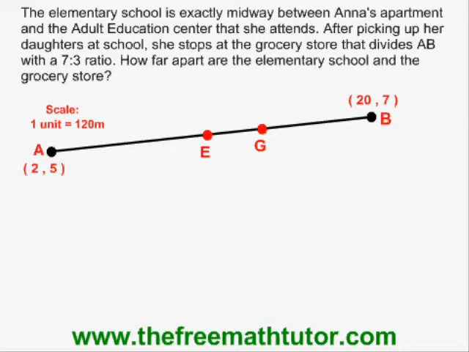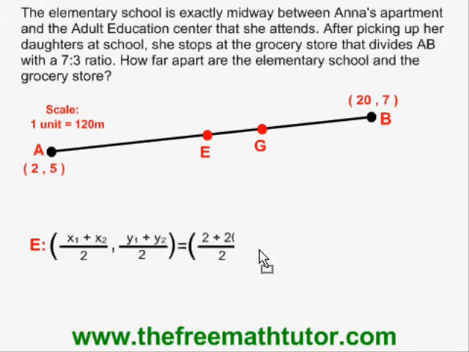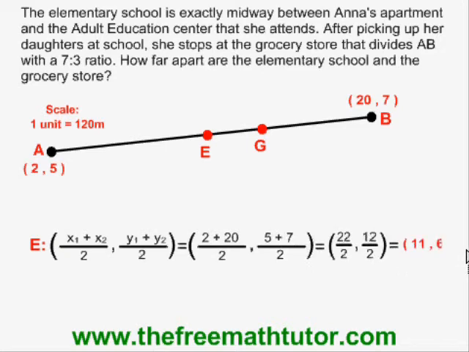The first step we will do is to find point E. Since it's the midpoint, we will be using the midpoint formula. The midpoint formula looks like this. And when we fill it in with the x and y coordinates of points A and B, the simplification will look like this. And we find that the elementary school is found at the point x equals 11, y equals 6. So let's label our drawing with that point.